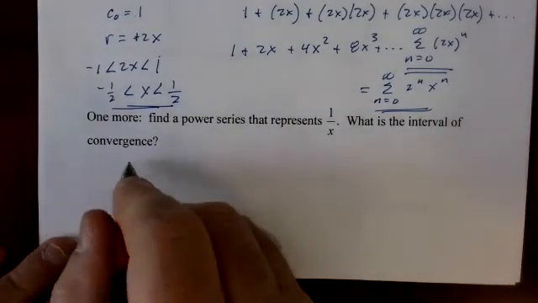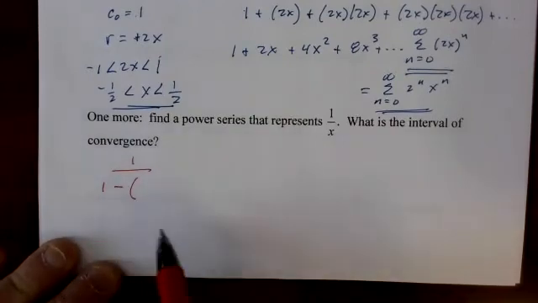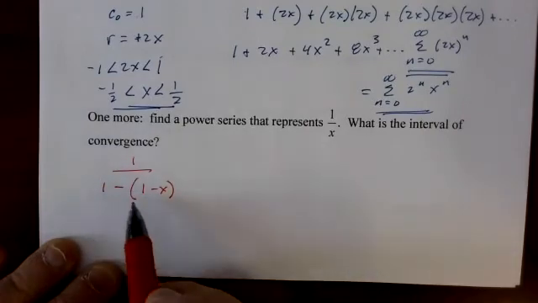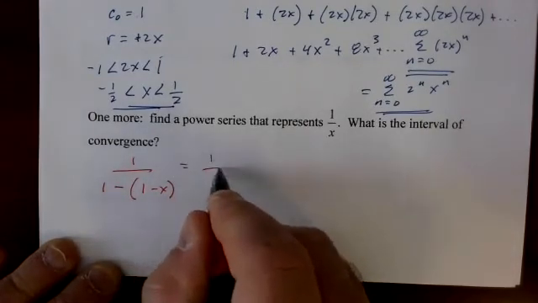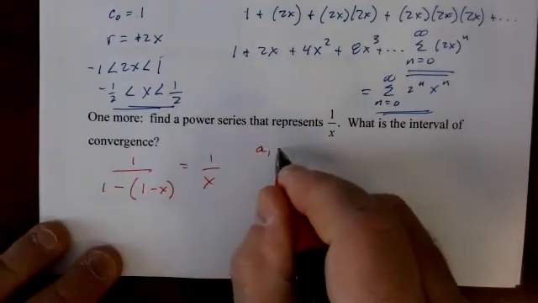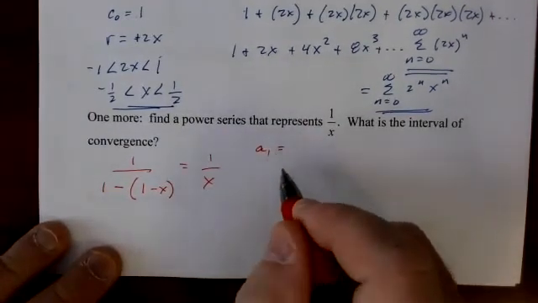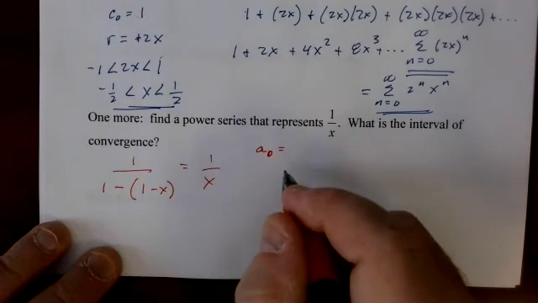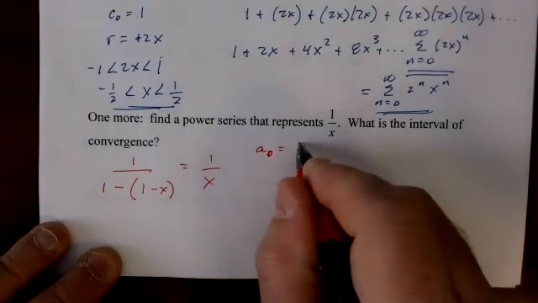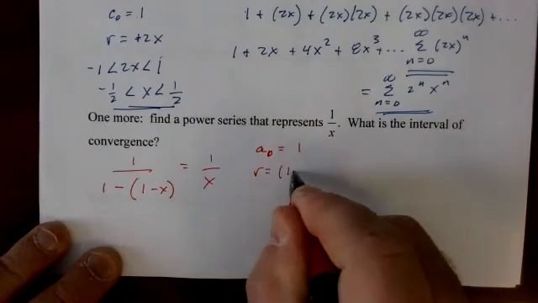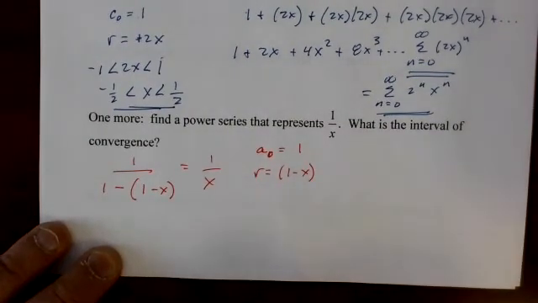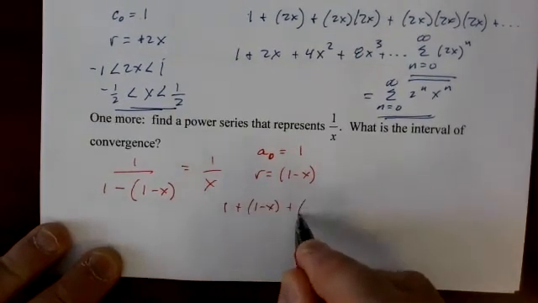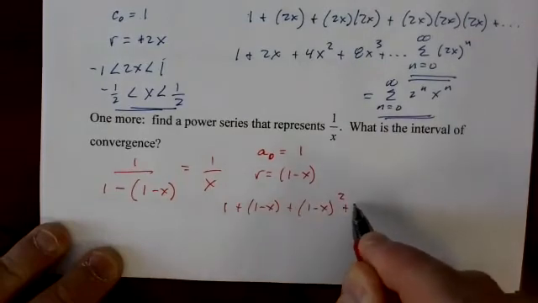1 over x, 1 over 1 minus. How do I get that to be 1 over x? How about 1 minus x? 1 minus 1 vanishes, negative becomes positive x. Cool. All right. First term is, I can call it the naught term if I want. Yeah, I think I'll call it the naught term. First term is, the top of the fraction is 1, and our r value is 1 minus x. So off we go. 1 plus 1 minus x plus 1 minus x squared plus 1 minus x to the third.